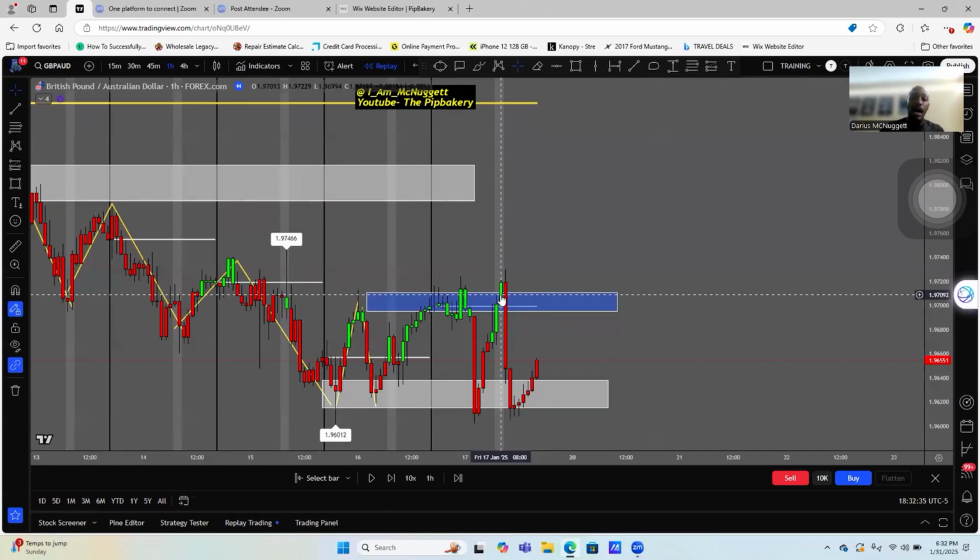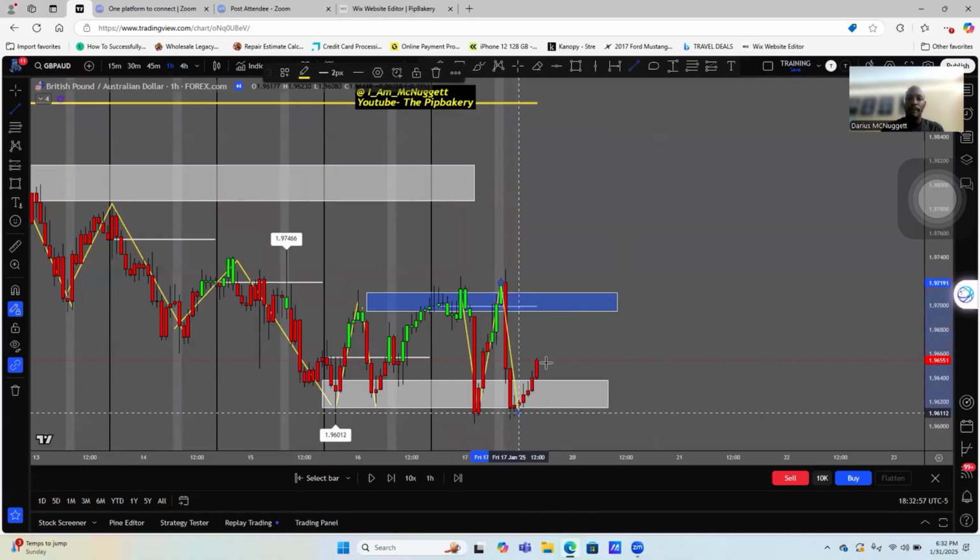So because it created a high, I'm expecting price to continue to the downside to create a lower low. What did it do when it came down here? It created a low. What comes after a low? A higher high. So this indicates to me, let me close my sells out. If I got in again, let me close my sells out and wait to see what happens. Why? Because at this point, price just created a double bottom.